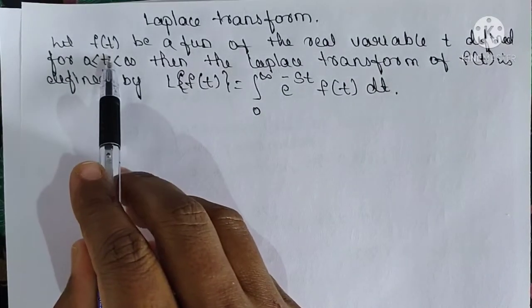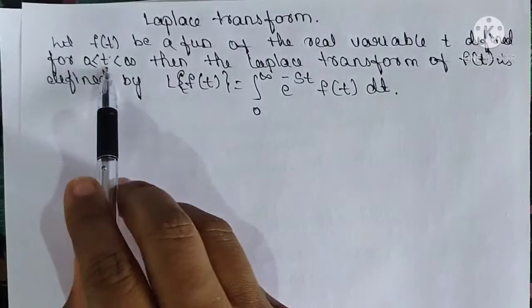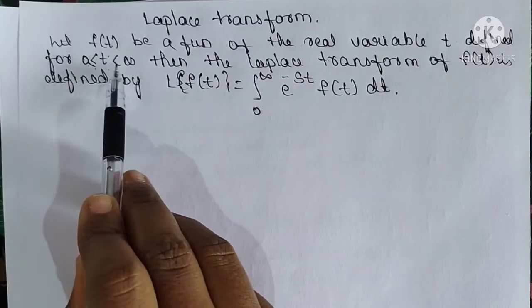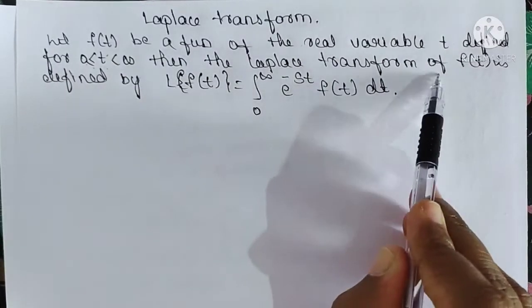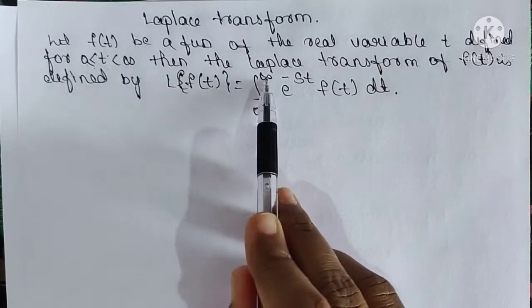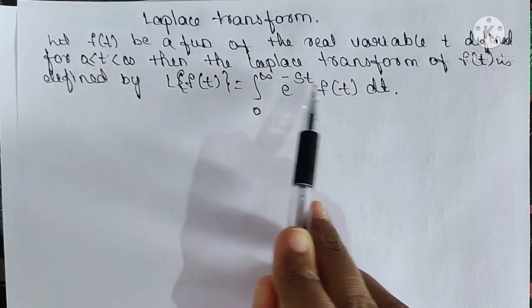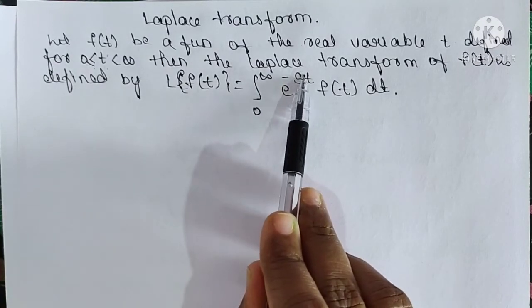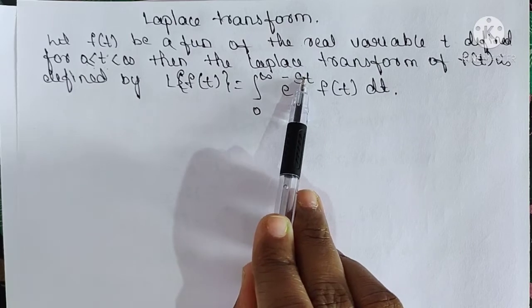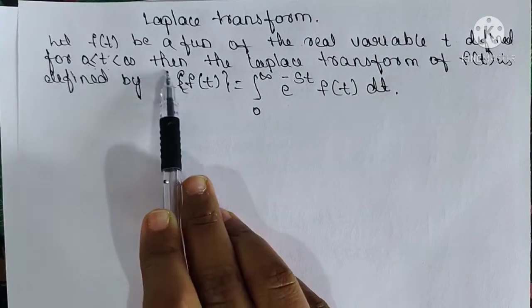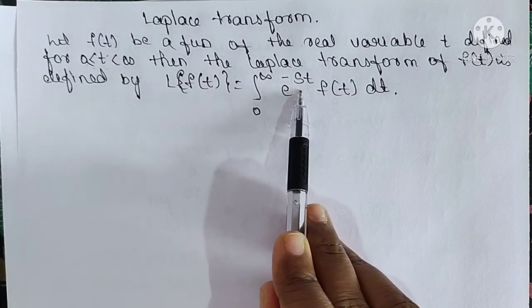Here f of t is a real valued function defined for t greater than or equal to 0, less than infinity, meaning t varies from 0 to infinity. Then the Laplace transform of f of t is defined by L of f of t equals the integral from 0 to infinity of e to the power of minus st f of t into dt. Here s is the parameter. This s may be either a real number or a complex number. Then s is also called the transform parameter. Here L is the Laplace transform operator and s is a parameter, which we also call the transform parameter.